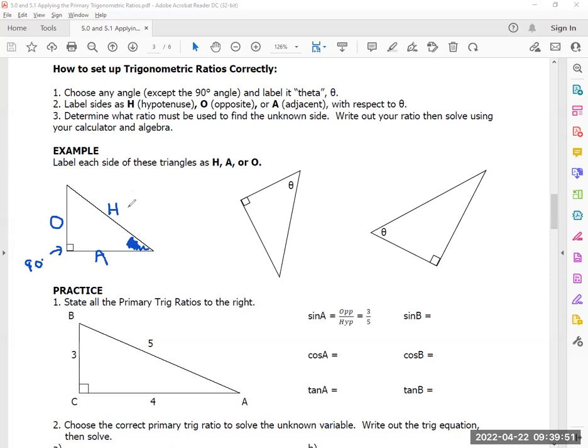I'm going to give you exactly 30 seconds. Following this, can you label opposite, adjacent, and hypotenuse for the next one? Start with the 90 degrees, move on from there.